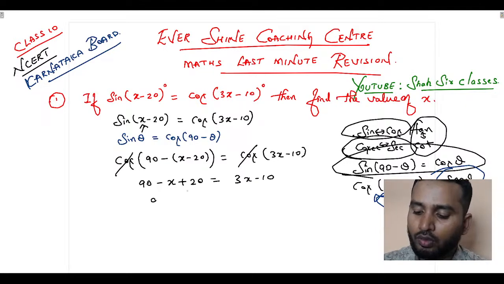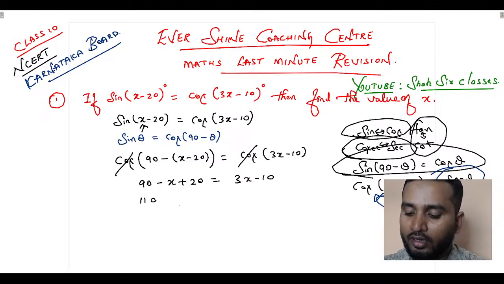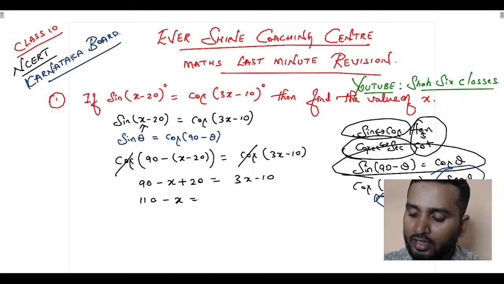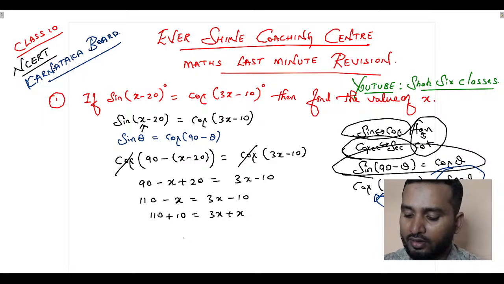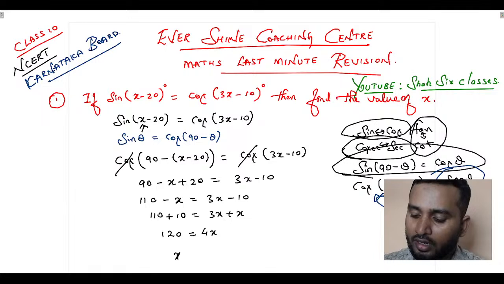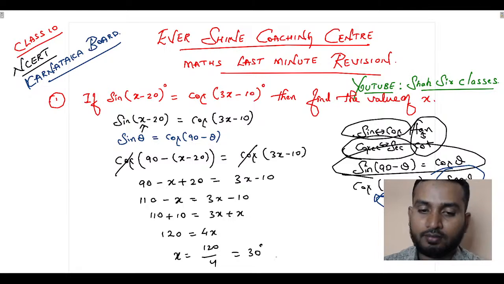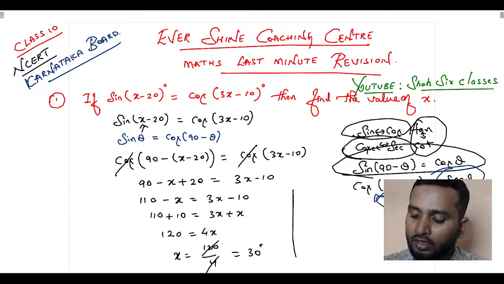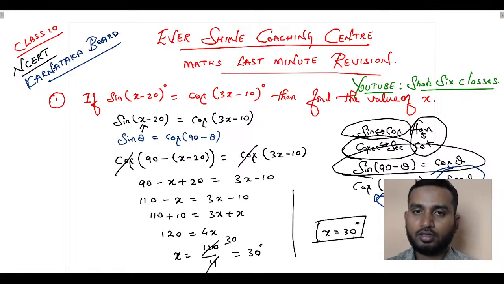Now, 90 plus 20, how much? It is 110 minus x is equal to 3x minus 10. Now what we do here, 110 keep it as it is, this minus 10 comes to the other side, it is plus 10, equal to 3x minus x comes this side, it becomes plus x. So, 110 plus 10 is 120 is equal to 4x, then x is equal to 120 divided by 4, that is nothing but 30 degrees. Is this clear? 4 1s are 4, 4 3s are 12, 0 as it is. Therefore, the value of x is how much? That is 30 degrees.